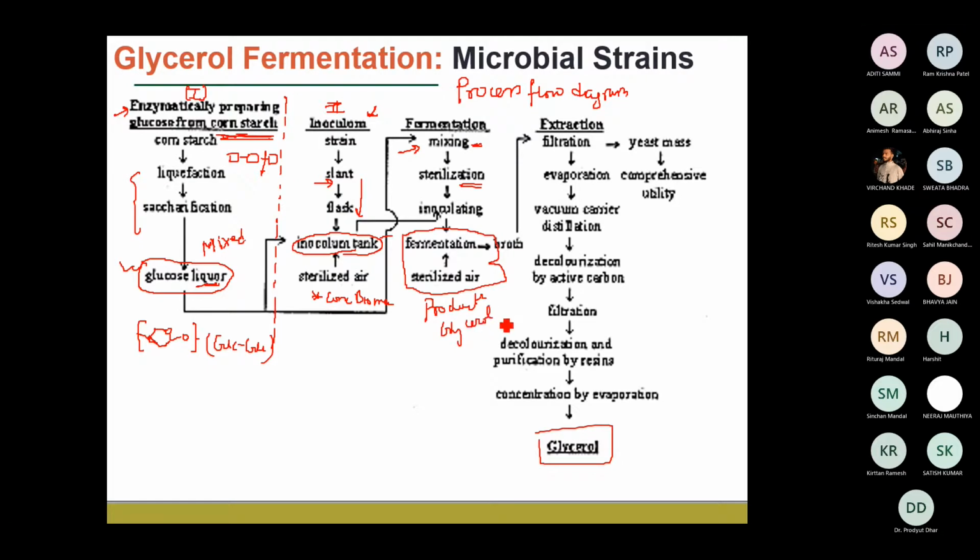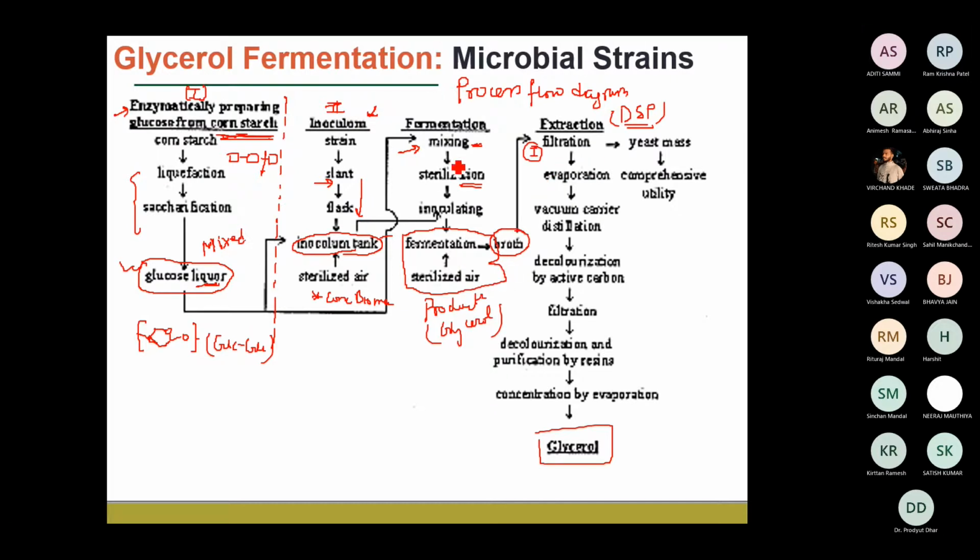Once glycerol is produced, it is mixed with the fermentation broth that is there after the fermentation. We take this broth and carry out the different downstream processing steps. The first downstream process is filtration. The filtration is used to remove the cell biomass.